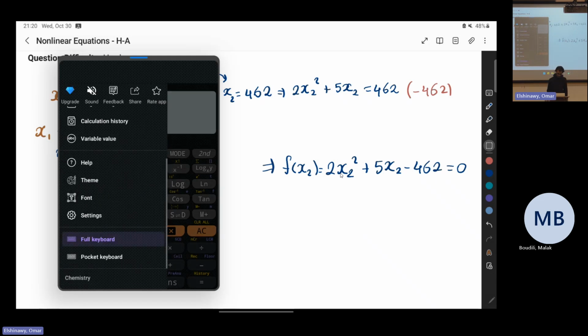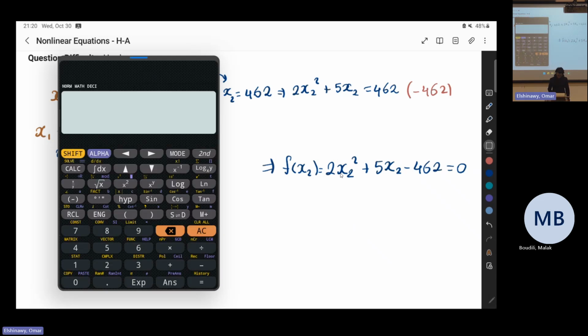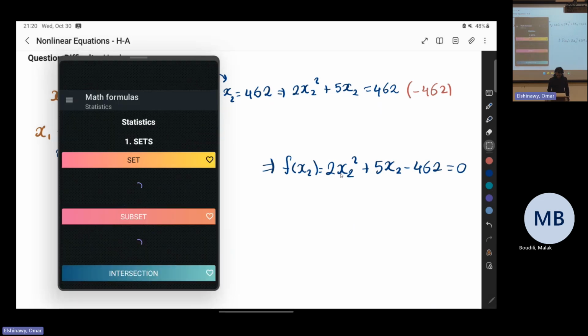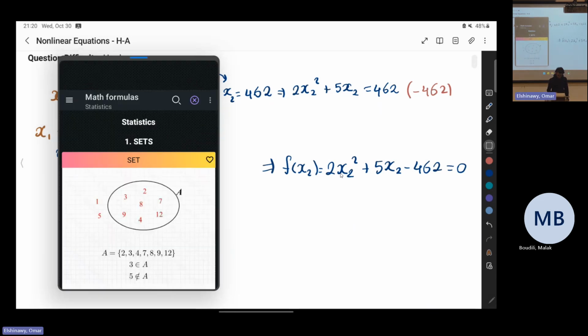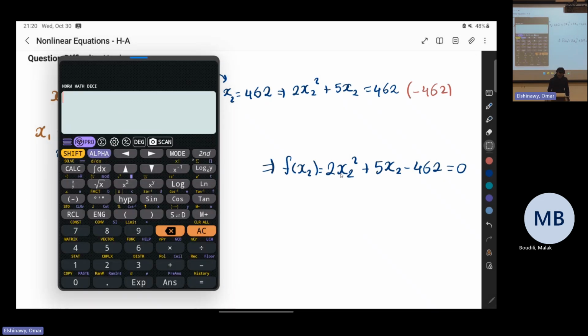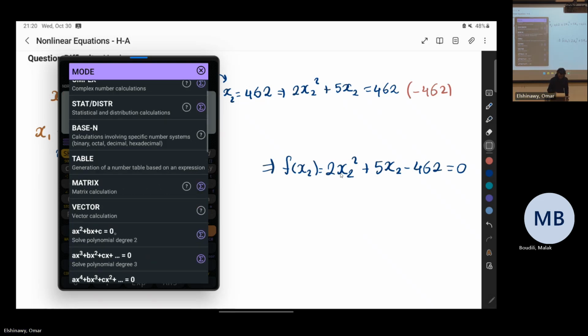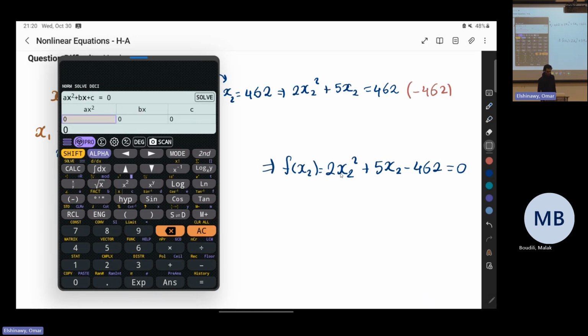Yeah, find it. So there's an integrated calculator on the digital SAT. You can also have access to it. But what I mean here, oh no, this is not it. Go back. Yeah, so it's mode, and then you choose this, and you write down the coefficients.